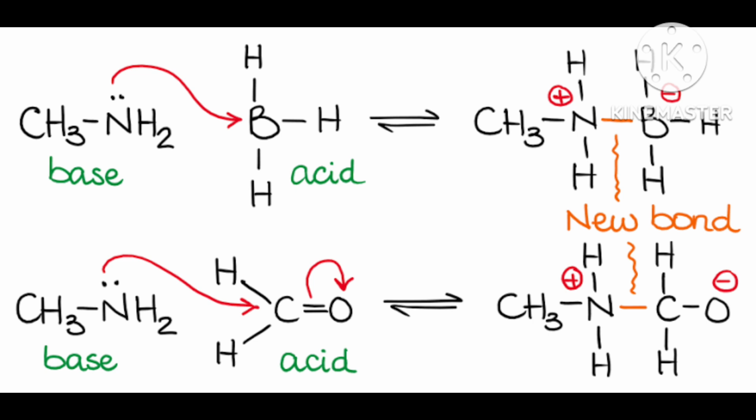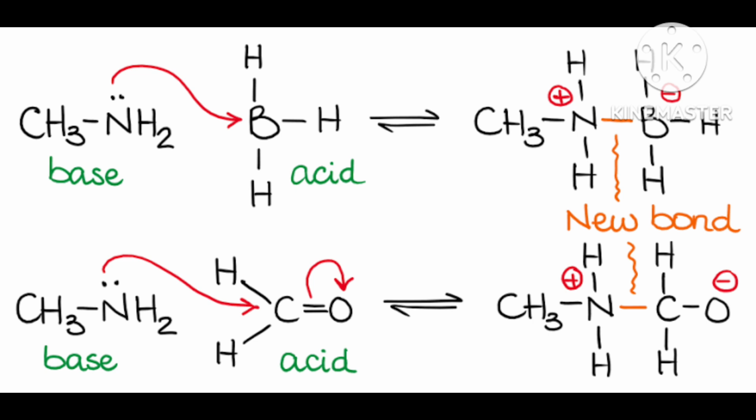One more problem is there, the last problem, that is also very important, and multiple choice questions. Actually they will ask this type of question: classify the following species into Lewis acids and Lewis bases and show how these act as such. Classify the following species. They have given 4 species.